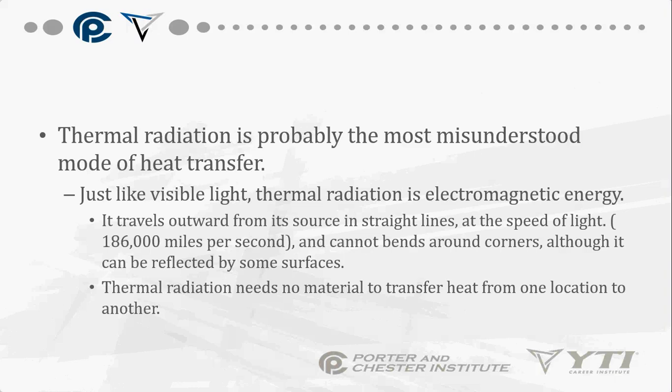Okay, thermal radiation is probably the most misunderstood mode of heat transfer. Just like visible light, thermal radiation is electromagnetic energy. It travels outward from its source in straight lines at the speed of light, which is 186,000 miles per second, in case anybody ever wanted to know that, and cannot bend around corners, although it can be reflected by some surfaces. Okay, thermal radiation needs no material to transfer heat from one location to another.